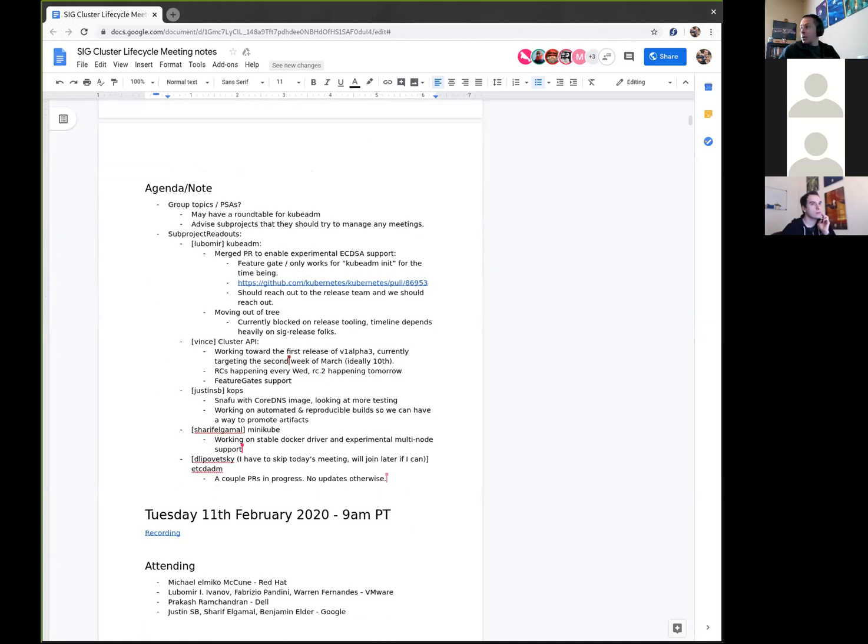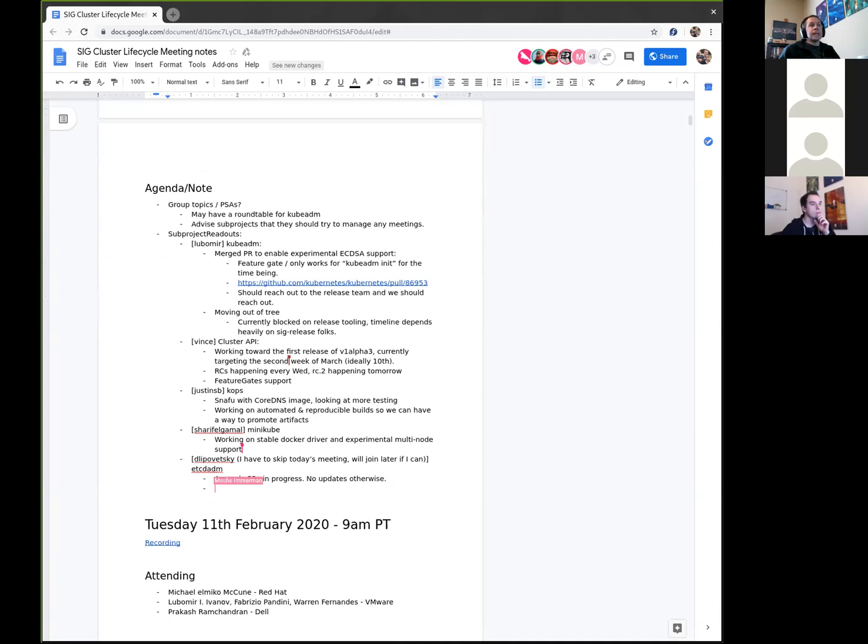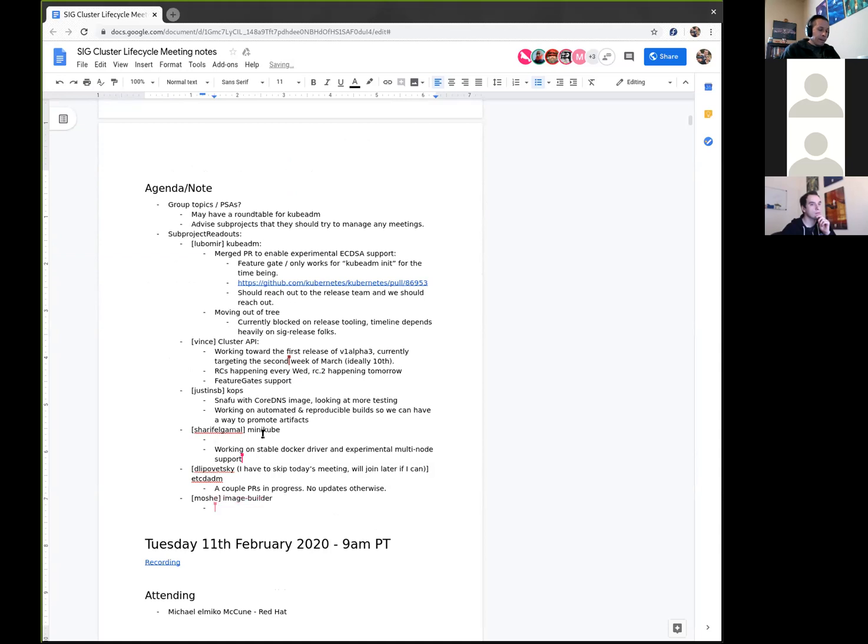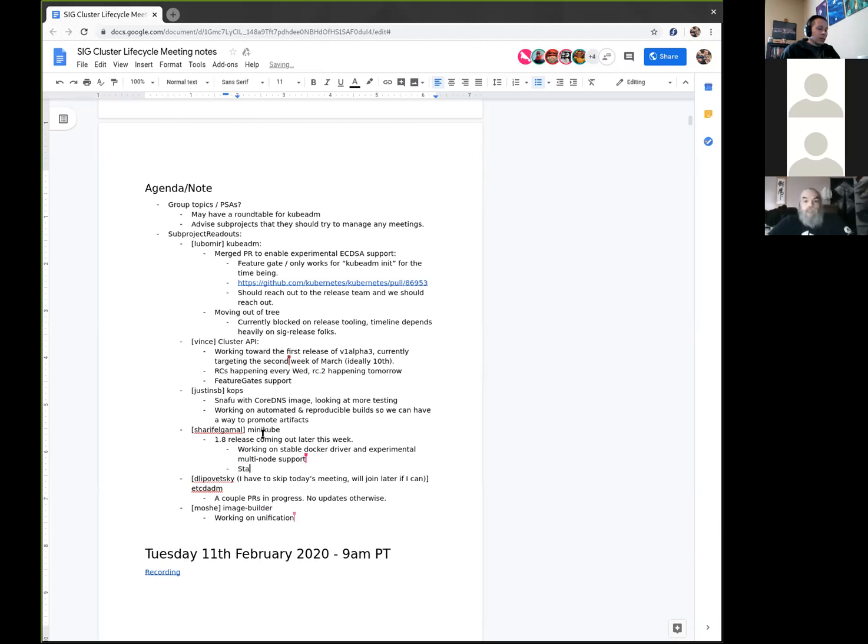Yeah, sure. So we have a 1.8 release coming out later this week. The big highlights there are our Docker driver is going to be more or less stable, and we should have experimental support for multi-node, spinning up multi-node clusters. It also has a bunch of updates in terms of staying compatible with the most recent versions of Kubernetes and CRI-O and all that stuff as well. That's the big highlight. There's also performance improvements. We're working on getting Minikube start under a minute, basically cold.